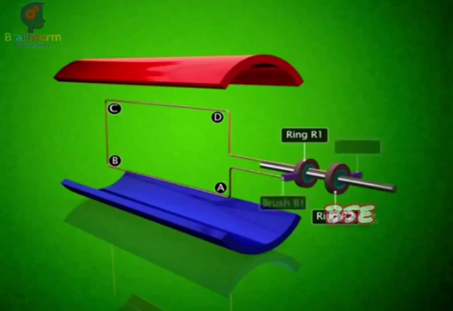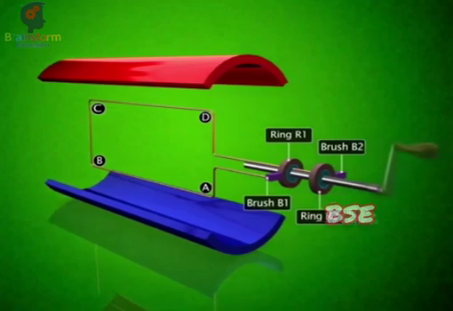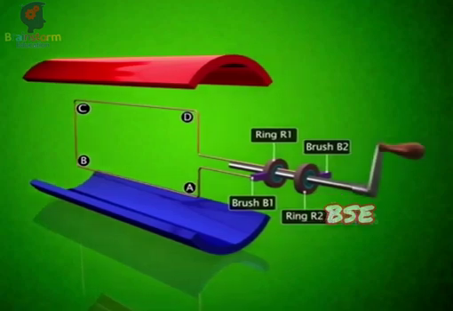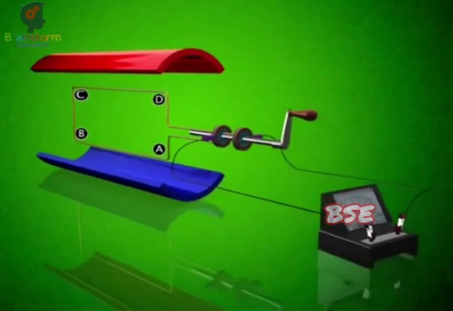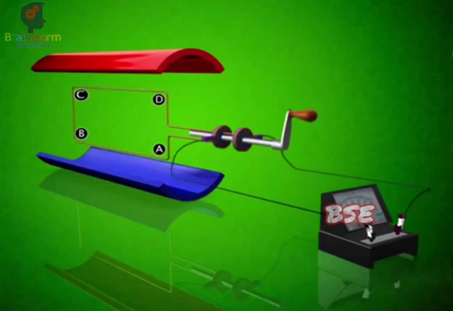The brushes B1 and B2 are positioned such that they press on the rings R1 and R2. The axle can be manually rotated from the outside to rotate the coil inside the magnetic field. Alternatively, an energy source such as diesel, flowing water or wind can be used. The outer ends of the two brushes are connected to a galvanometer to show the flow of current in the given external circuit.